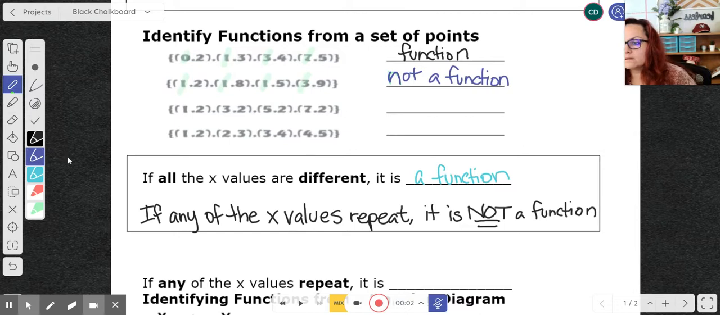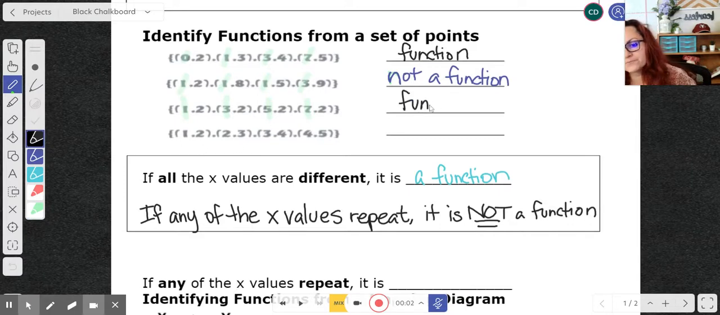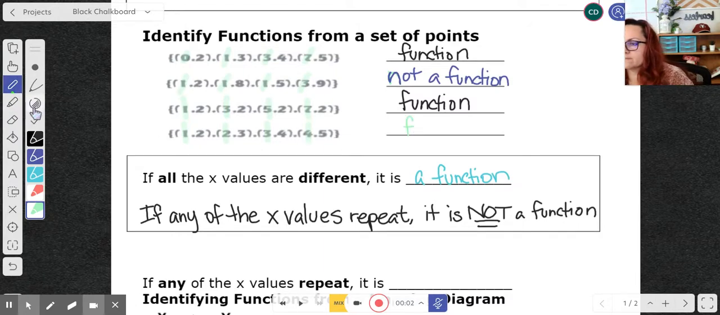Okay? Let's go ahead and look at the next one. 1, 3, 5, 7. Woohoo! No repeating. So it is a function. Am I bothering to look at the y's? Absolutely not. Here we go. 1, 2, 3, 4. Is it a function? Yes, it is a function.